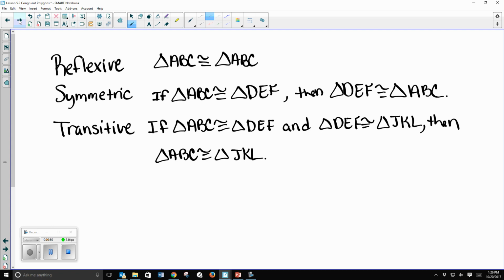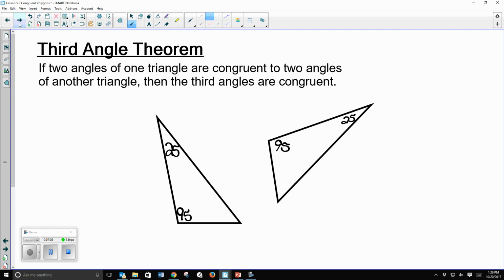All right. If you don't have all this written down, you can get it out of your book. It is on page 241. So I'm going to go ahead and go since we are running out of time. Third angle theorem.